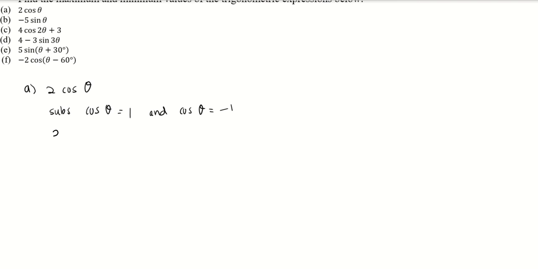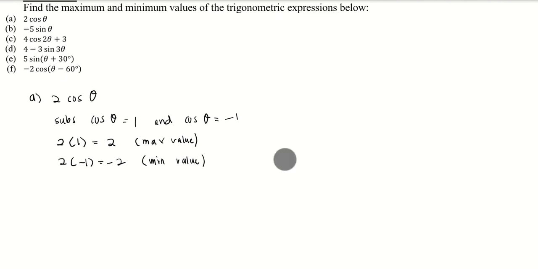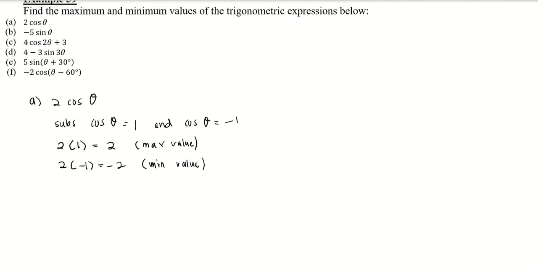So first, if we substitute cos theta equals to 1, so we will get 2. And if we substitute cos theta equals to -1, we get -2. So now we have two values here, 2 and -2. And the largest value is maximum. So 2 is the largest value, so this is maximum value. And -2 is the minimum value. Alright, so that's how we find maximum and minimum value. Okay, very easy, senang je. Okay, ganti je 1 dan -1.